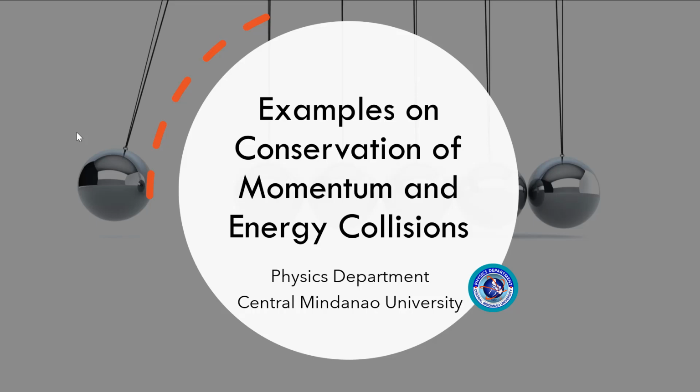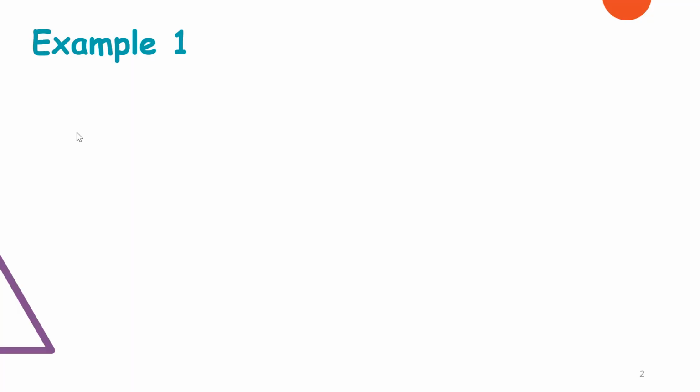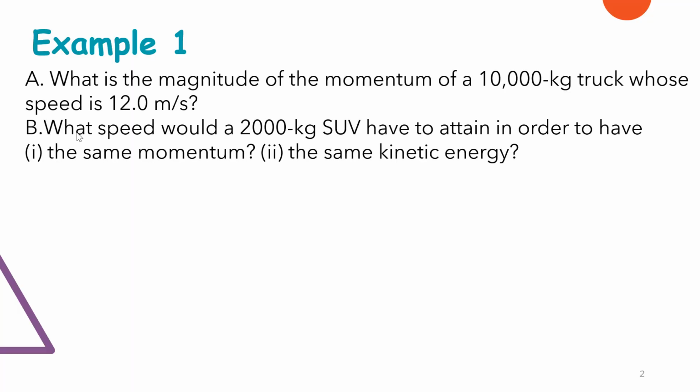Hi, good day everyone. Here are some examples on conservation of momentum and energy collisions. For example, number one. For letter A, what is the magnitude of the momentum of a 10,000 kilogram truck whose speed is 12.0 meters per second?